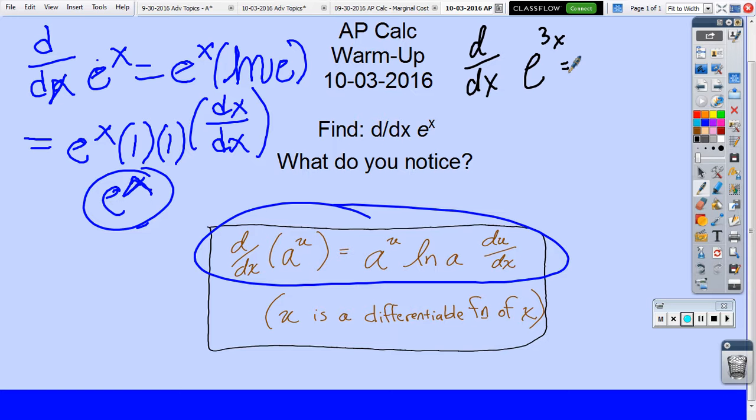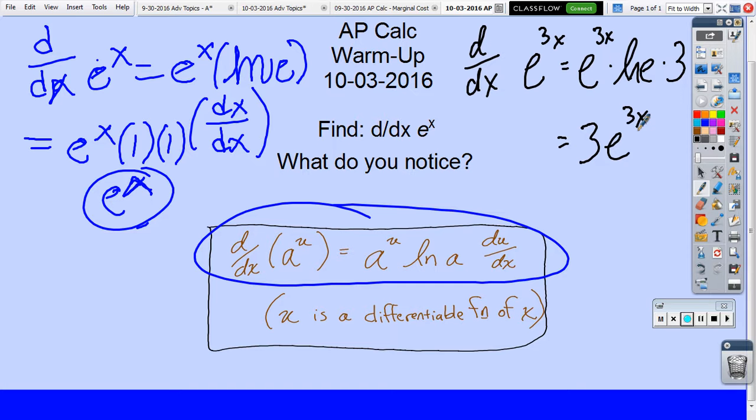Well, we still write e to the 3x times the ln of e times du dx. So the derivative of 3x with respect to x is going to be 3. So this would be equal to, this is 1, so 3e to the 3x. So this is a good problem here.